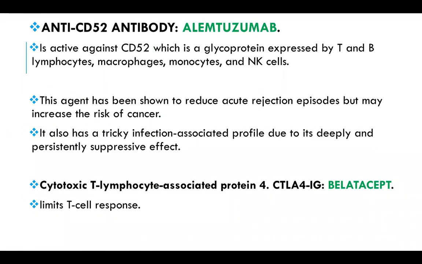Anti-CD52 antibody, alemtuzumab, is active against CD52, which is a glycoprotein expressed by T and B lymphocytes, macrophages, monocytes, and natural killer cells. This agent has been shown to reduce the acute rejection episodes, but may increase the risk of cancer. It also has a tricky infection-associated profile due to its deeply and persistently suppressive effect. Cytotoxic T lymphocyte-associated protein 4, it limits the T cell response.